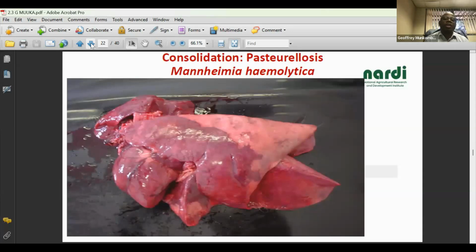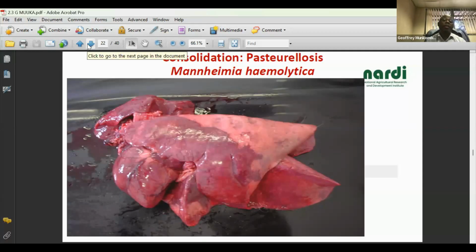Now this is a consolidation that, if you are in a hurry, you might confuse. This is consolidation that can occur because of anemia and in pasteurellosis as well. You can see that the lung is consolidated there, and you really need to take your time to go through these lungs slowly so that you can rule out any other pathological condition and collect proper samples for further investigation when you are able to.